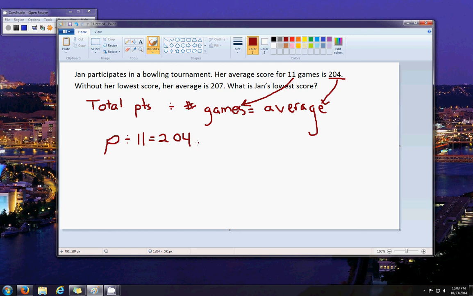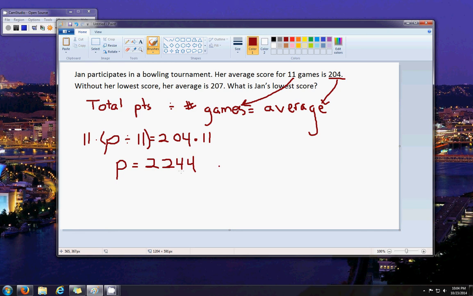Alright, so you can use backtracking, you can use balancing equations, but the opposite of division is multiplication. So I can multiply both sides of this equation by 11. So if you multiply the left side by 11, we have to do it to the right side, 204 times 11. If we do this to both sides of the equation, we'll end up with p alone. So the points that she scored when she played 11 games is 204 times 11, which is 2,244.